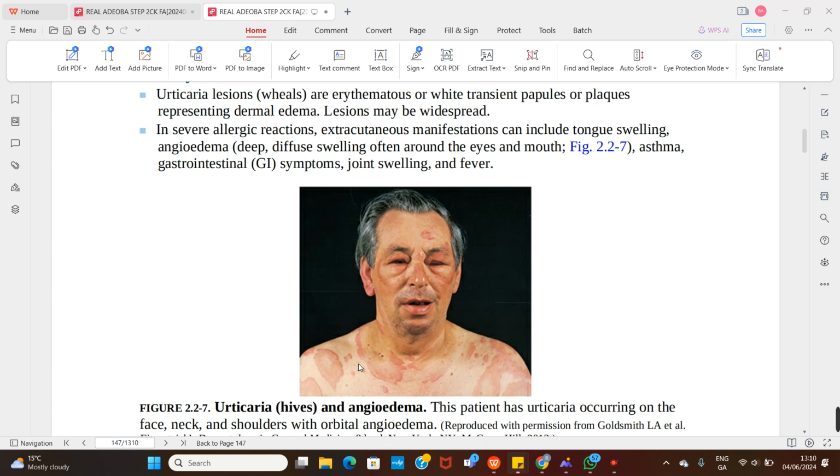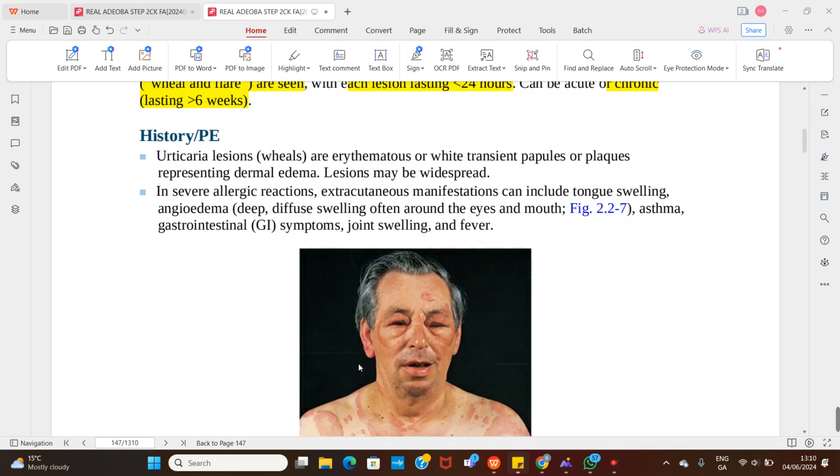You can have the chronic form of this urticaria that lasts for more than 6 weeks. So if you have something that appears like this, a well demarcated edematous plaque with a surrounding area of erythema lasting for more than 6 weeks, that is a chronic urticaria.